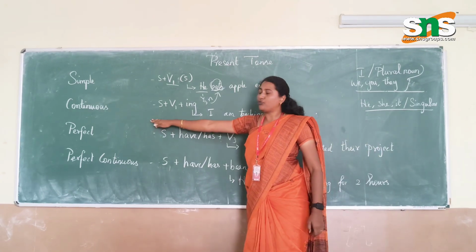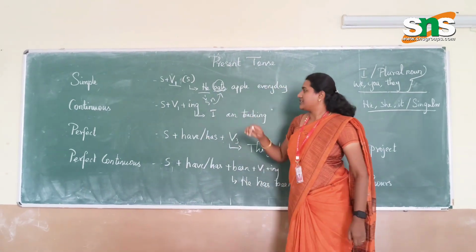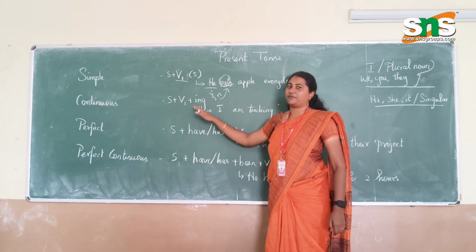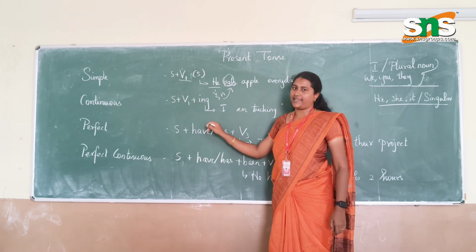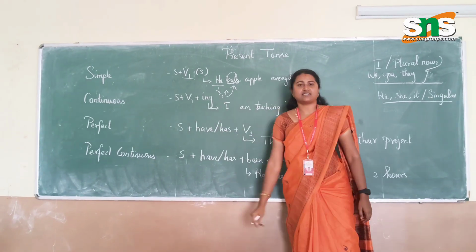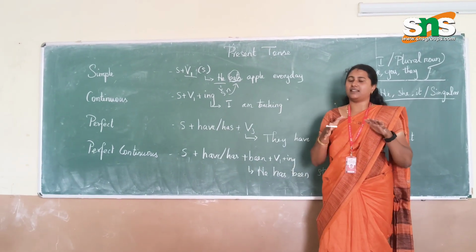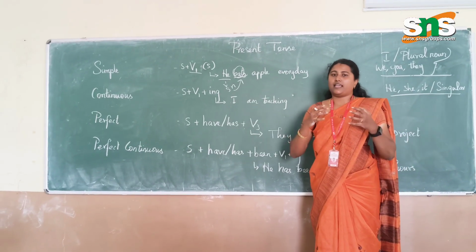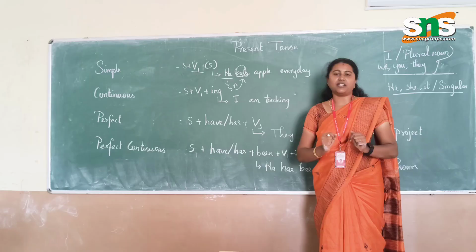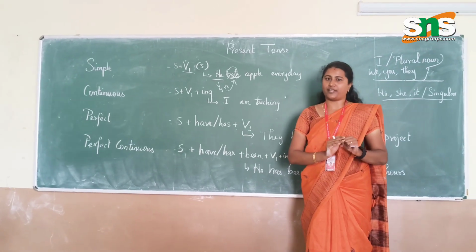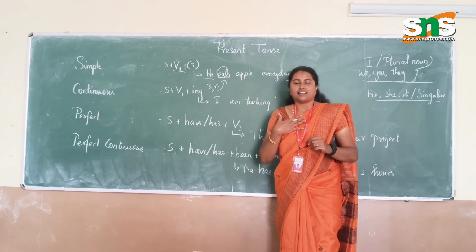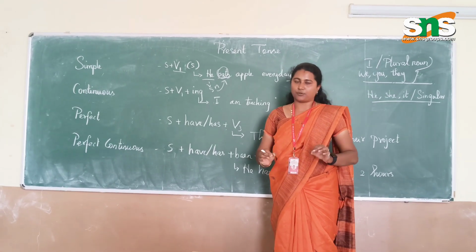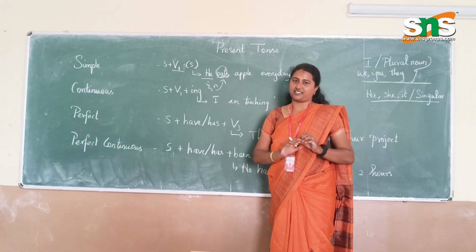So next, let's move on to continuous, present continuous tense. For this, the formula is subject plus V1 form of the verb, that is the base form of the verb, plus ing. So present continuous tense is basically used for a process that is being continued for a long period, like something happening at this moment or some process going on for a period of time. For example, I am teaching, you are listening. This process is going on at this moment. So we are using present continuous tense.